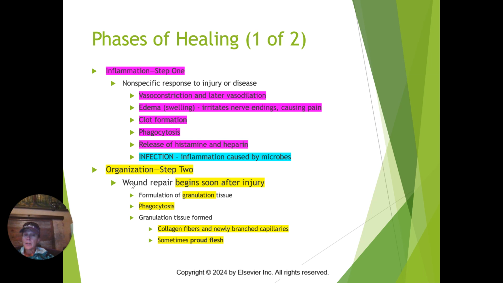Step 2 of the phases of healing is wound repair, and that starts pretty quick overall, and it involves the formation of granulation tissue. And granulation tissue is very heavy in collagen fibers and very heavy in capillaries, or teeny tiny little blood vessels. There's a lot of phagocytosis, or eating of dead tissues and microbes, going on within wounds. And you horse people may know granulation tissue as proud flesh.